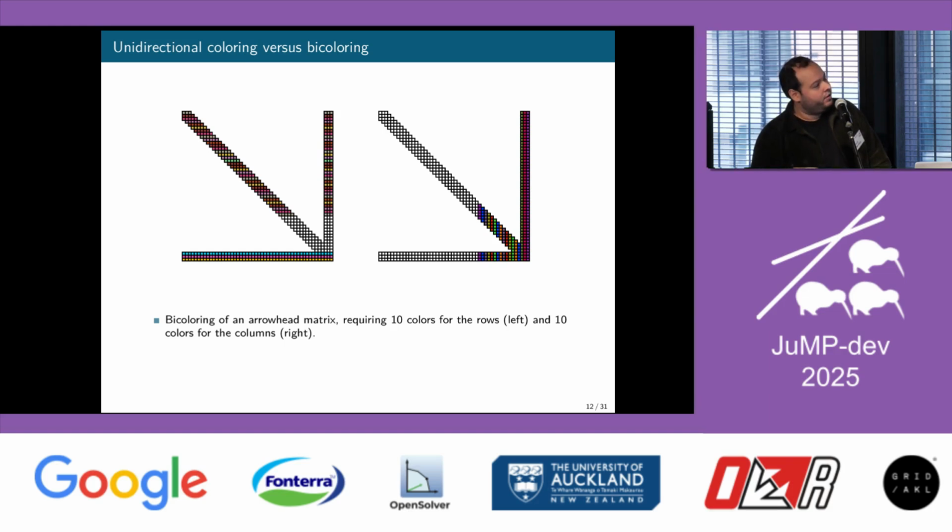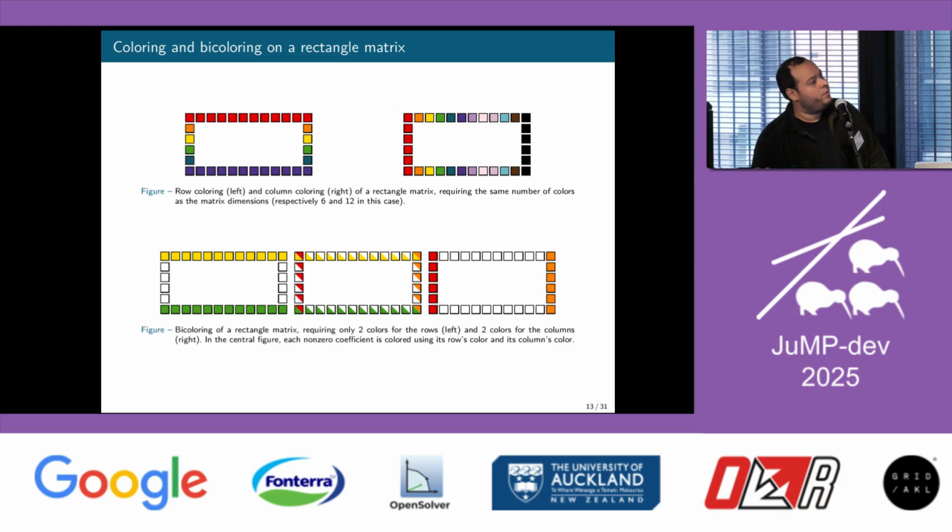Just before I explain the quick solution, this is another example where we have a sparsity pattern which is a rectangle, and here you can see again that if you try to do compression along the rows or the columns, you have no advantages, but if you combine both row coloring and column coloring, with only 2 colors for the rows and 2 colors for the columns, you can recover all the Jacobian.